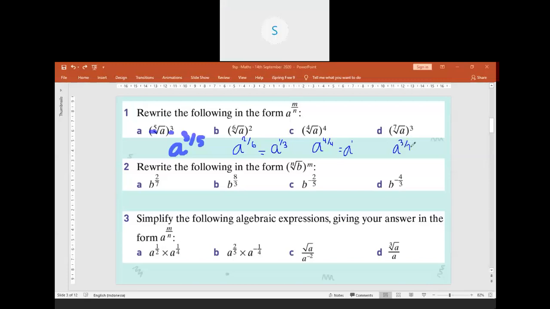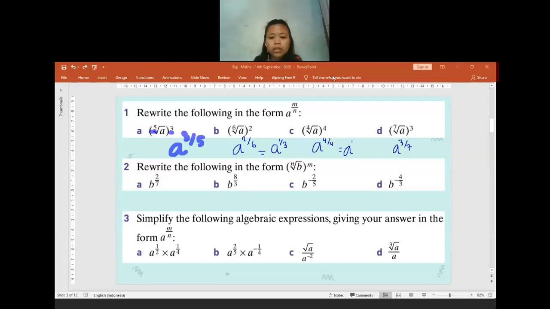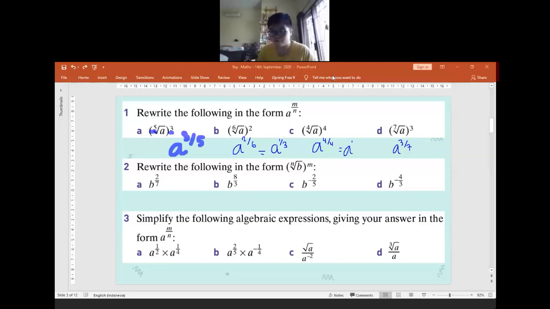Is there anyone having any confusion so far? Teacher, for the m per n, do we have to put a fraction or not, for C? Yeah, you have to write it as a fraction, so better you keep it. We cannot write a to the power of 1 or only a. Yeah, 4 per 4, better 4 per 4.